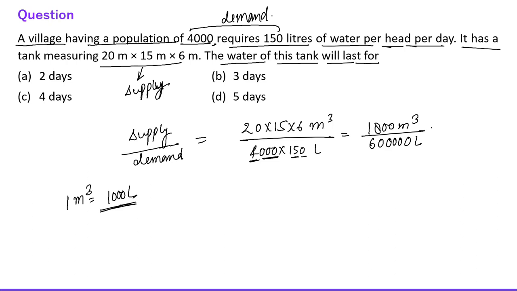So 1800 and then liter divided by this, right? Okay, everyone, fine. So what we are getting, the five zeros are getting cancelled. So this is 3 days, right? So the answer is 3 days, right? So option number B is the correct choice, right? The answer is 3 days. Okay, fine. Now let's move to other one.